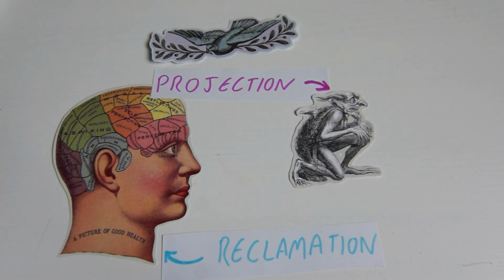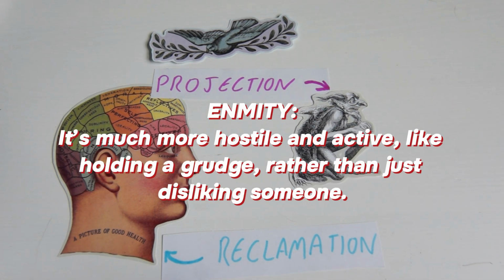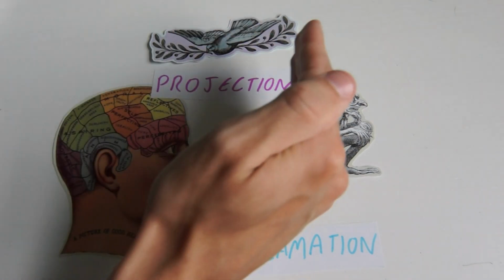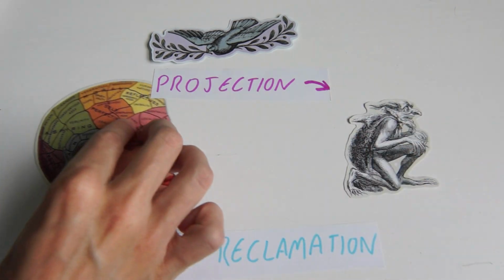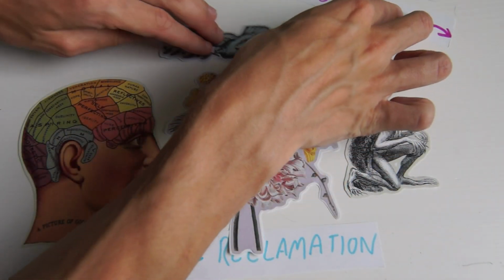Now, this is a word that I've intentionally been avoiding, but it refers to a more intense dislike of someone or something. So it's much more of a hostile and active approach, like holding a grudge, rather than just disliking someone. And the word "reduce" in here is also important as well. I just want to draw your attention to it. It's to reduce, not to eliminate. We're going back to that grey area rather than the temptation of black versus white. So what we need to learn to do is to outgrow our need for enemies.